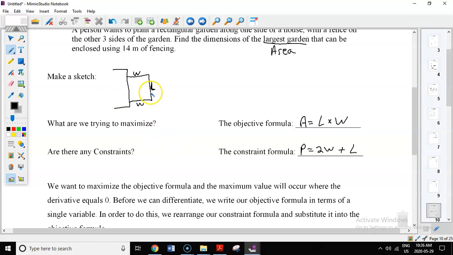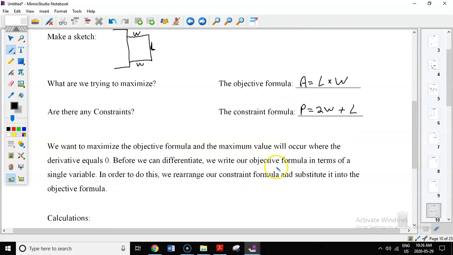Okay, so that's kind of all the setup. If you can do that in your head, great. I mean, it's just kind of a bookkeeping type thing here. We're trying to organize our thoughts. So what we want to do is maximize the objective formula, so the area formula, that's what I mean by the objective. And the maximum value will occur where the derivative equals 0. So we got to find the derivative and let it equal 0.